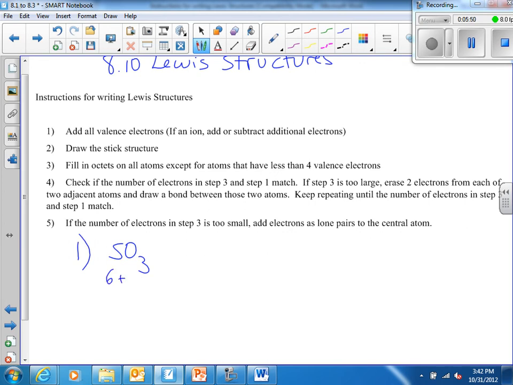O also has 6 outer electrons. Times 3, we have 24 electrons. Step one's done. Draw the stick structure. Always put the first atom in the middle. So here's our stick structure.